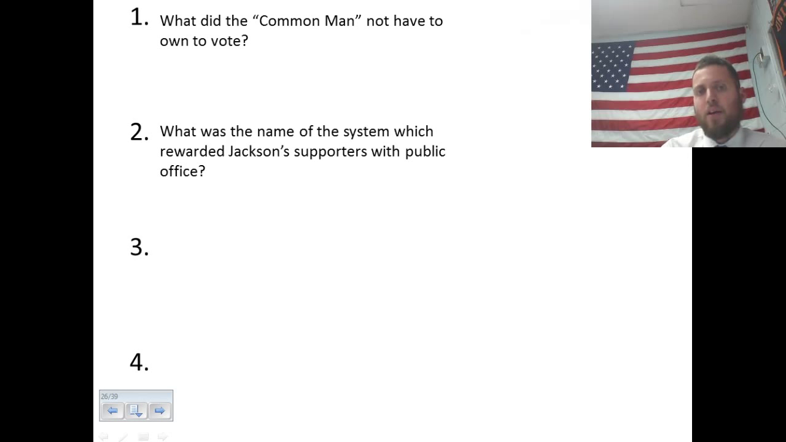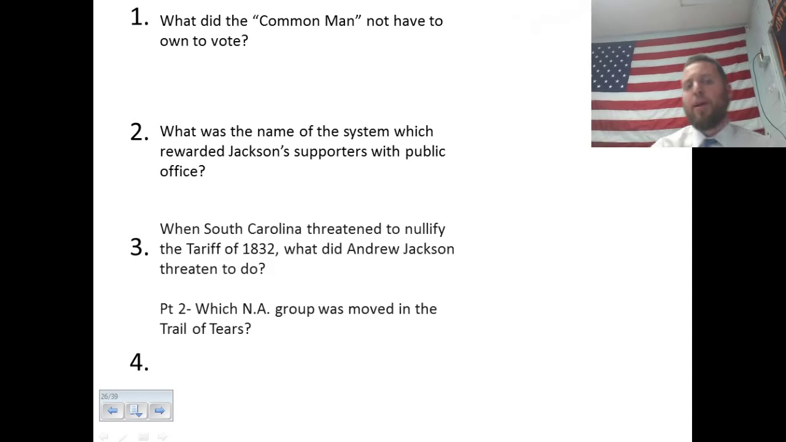Number 3. There are 2 questions for number 3. When South Carolina threatened to nullify the tariff of 1832, what did Andrew Jackson threaten to do? And here's the part 2 question. Which Native American group was moved in the Trail of Tears?